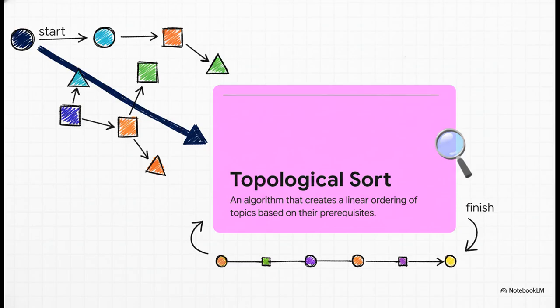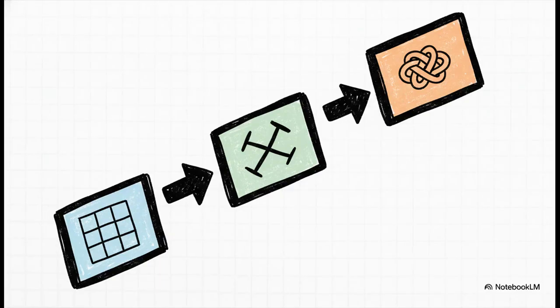You basically map out all your topics and draw arrows for the dependencies, like I need to learn A before I can learn B. The algorithm then just spits out a perfect straight line path for you to follow. It guarantees you'll never hit a topic without already knowing what you need to know. And here's a perfect example of what that looks like in practice. The sort would tell you, hey, you absolutely have to master arrays first. Only then can you move on to something like binary search.